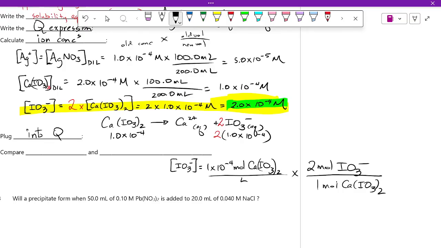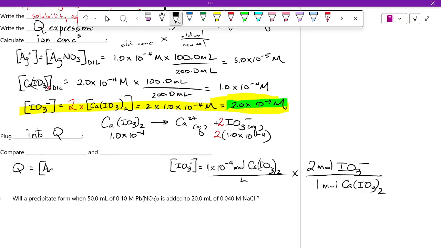And I actually skipped my Q expression, so I'm going to do my Q expression down here. Sometimes I do the ion concentrations first because it kind of makes more sense, and then I do the Q later. Just do whatever makes sense in your brain, as long as you do both ion concentrations and Q.